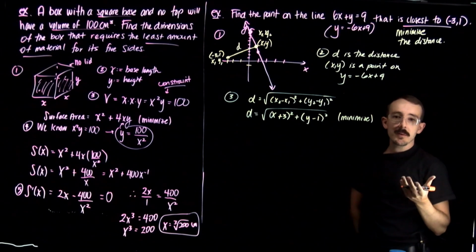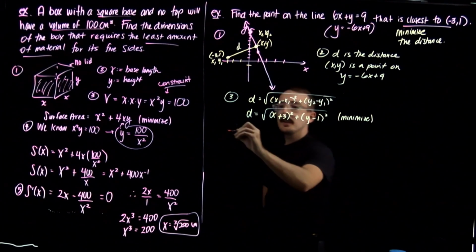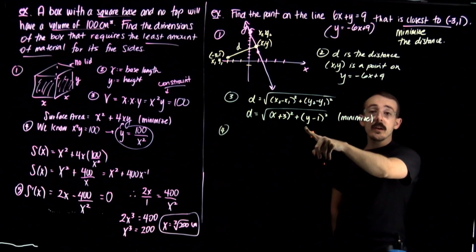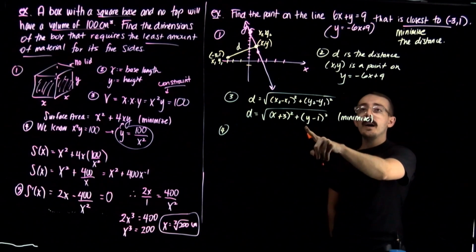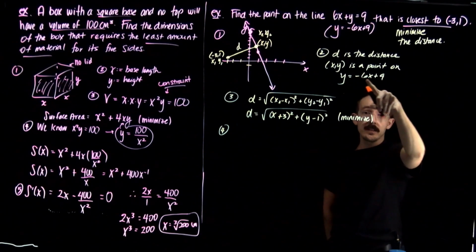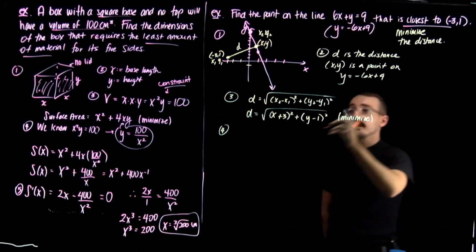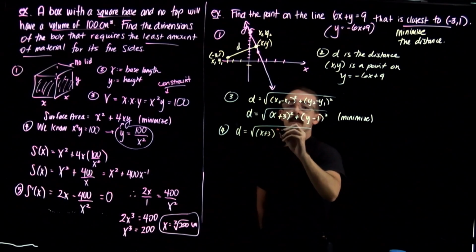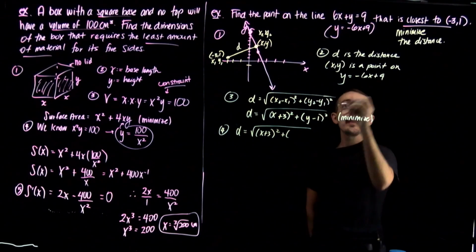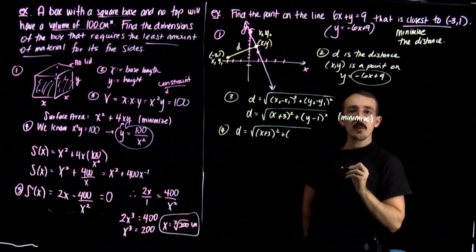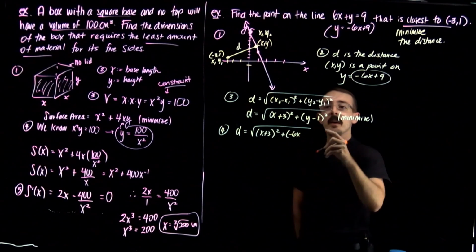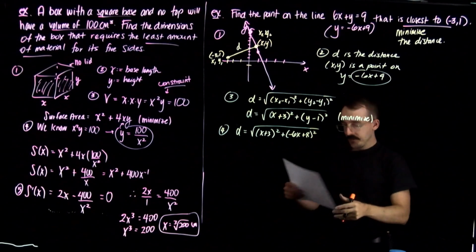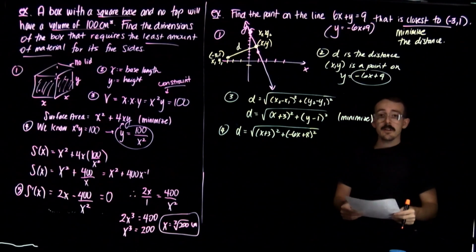However, there's more than one variable, so we have to eliminate the variables. How do we do it? Well, this y right here, we know an equation for it in terms of x. y is equal to this right here. It's the line. So instead of y, I'm going to plug this in. So d is equal to the square root of (x plus 3) squared plus, and instead of y, we'll replace it with what we know y is. This is going to be -6x plus 9, minus 1, so I get plus 8, squared. So that's where we are so far.